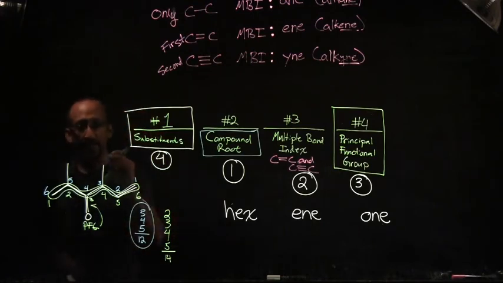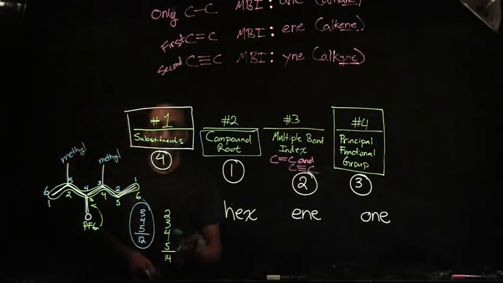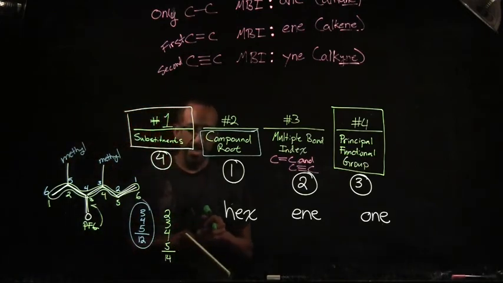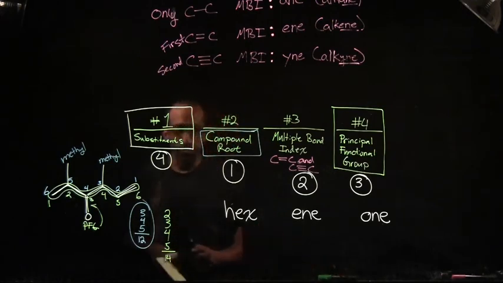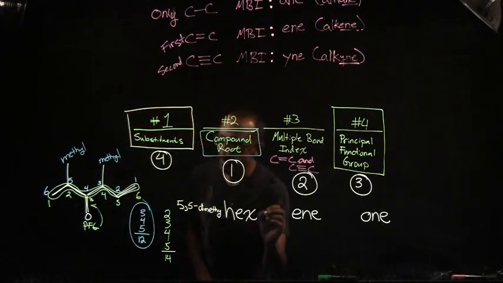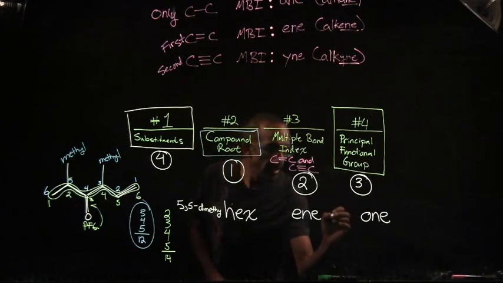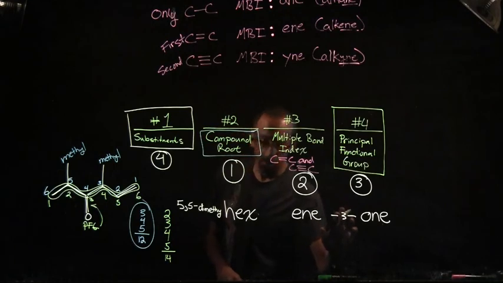And so now I have a methyl substituent at 3, another methyl substituent at 5. So now to finish off my name of my compound, this would be 5,5-dimethyl hexene 3, hexene.